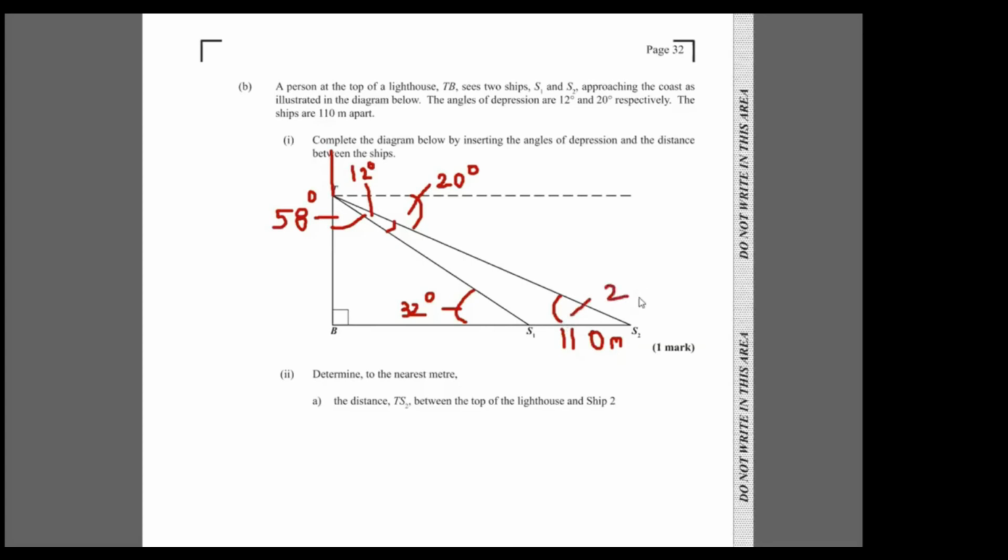You might wonder why I'm putting all this unnecessary information. It makes it easier later on down the paper. Just write down everything that you know. So you want the distance TS2, the distance between T and S2, this distance right here. So we need to find the hypotenuse. Let's see how we can find it. We're going in this big triangle, TBS2. We have all the angles, but we only know the distance between the two ships.